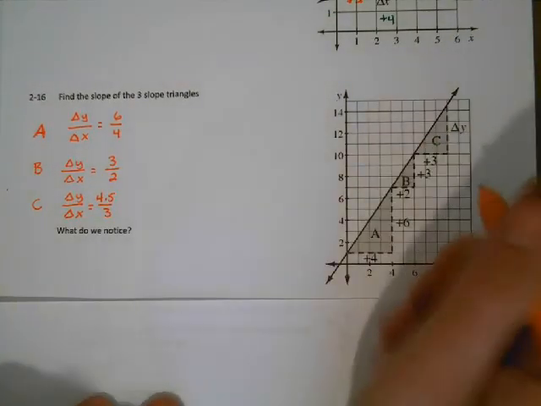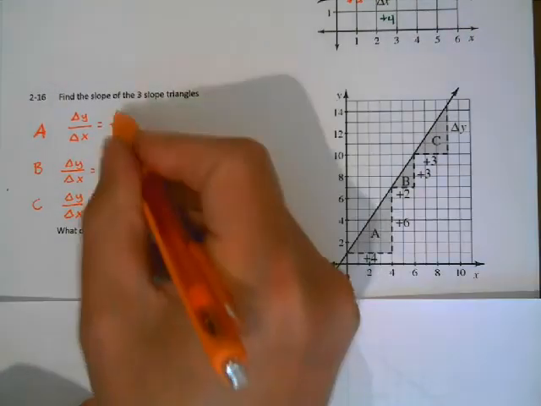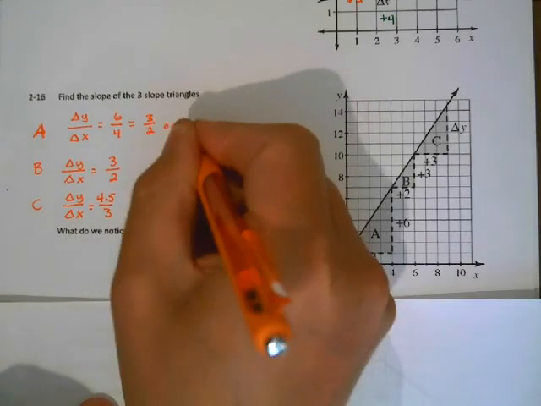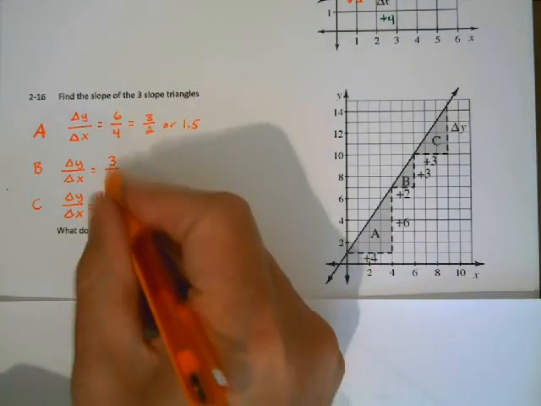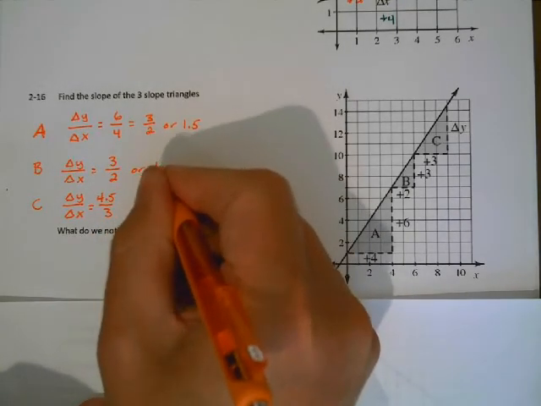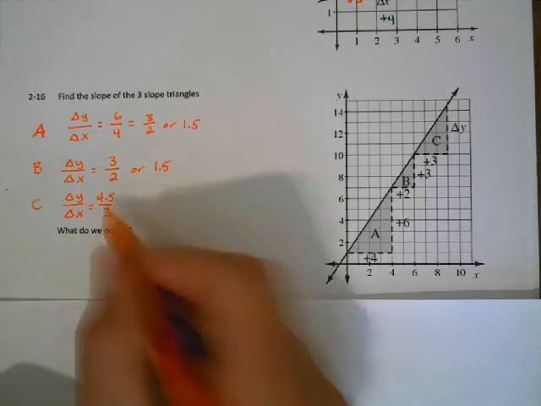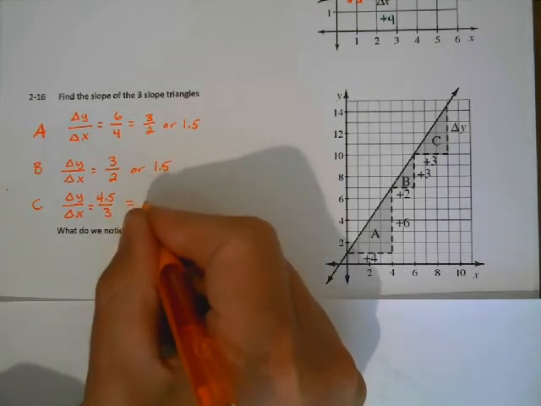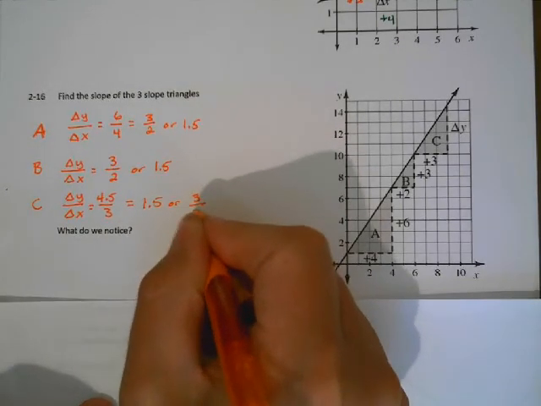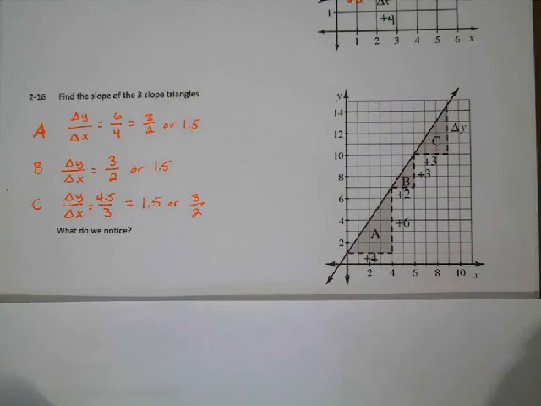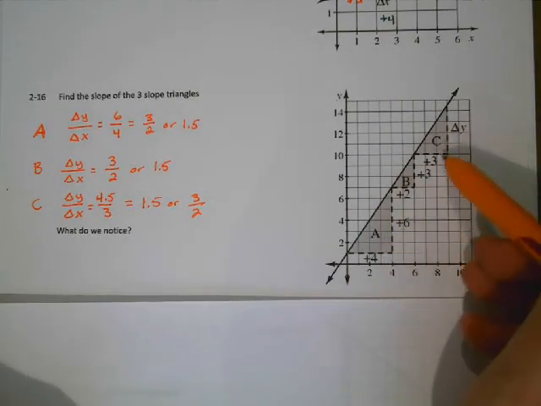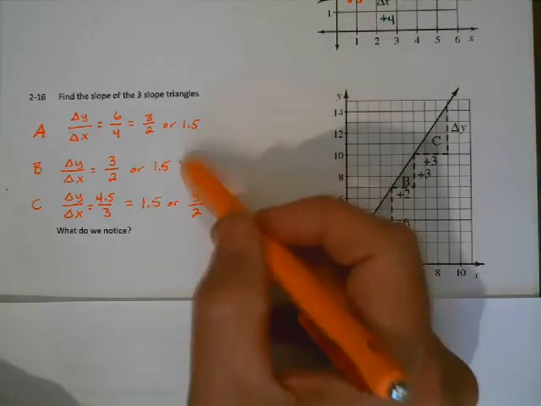All right, let's reduce all of these. This is reduced to 3 over 2, which is 1.5. This one is fully reduced, but it's the same thing if you plug it into your calculators as 1.5. And how many times does 3 go into 4.5? 1.5. So we see here that no matter what we did, no matter which slope triangle that we chose, we got the same value for the slope.